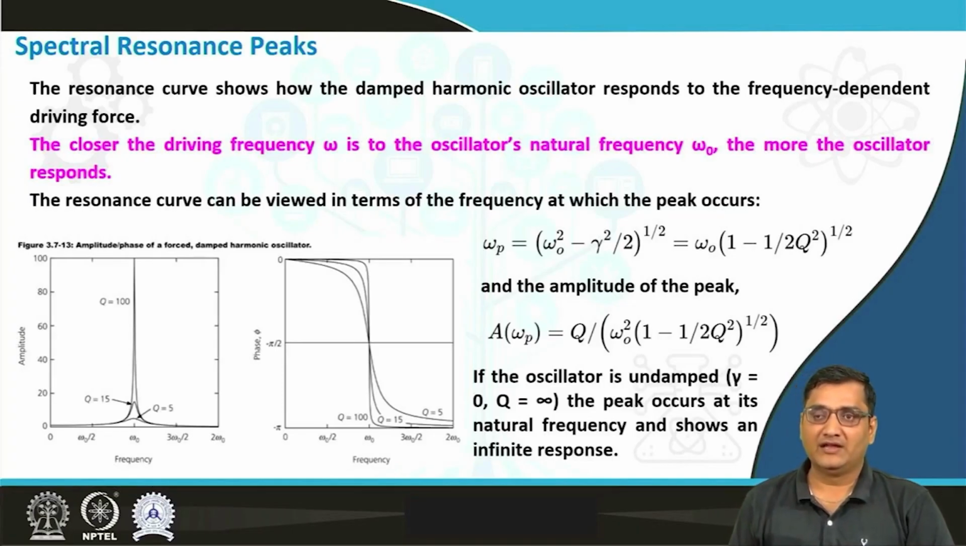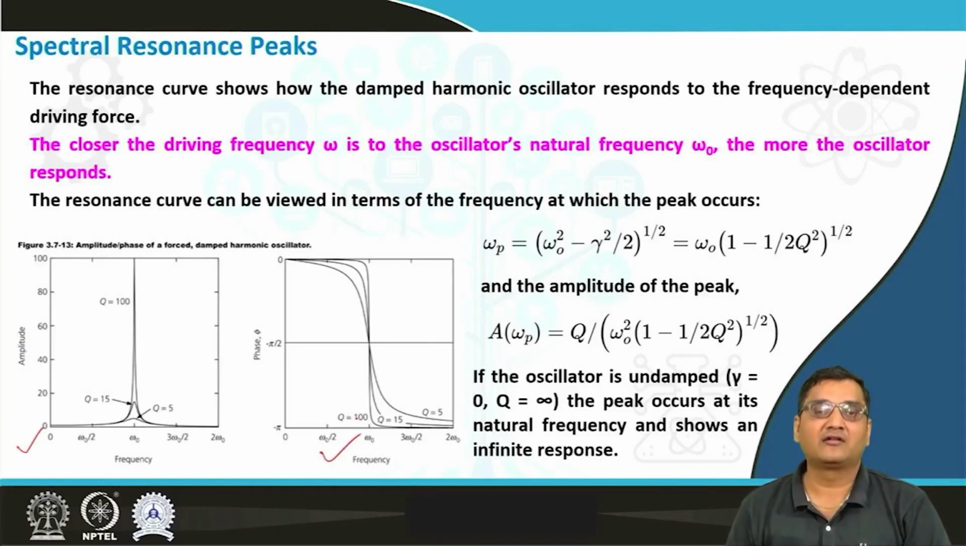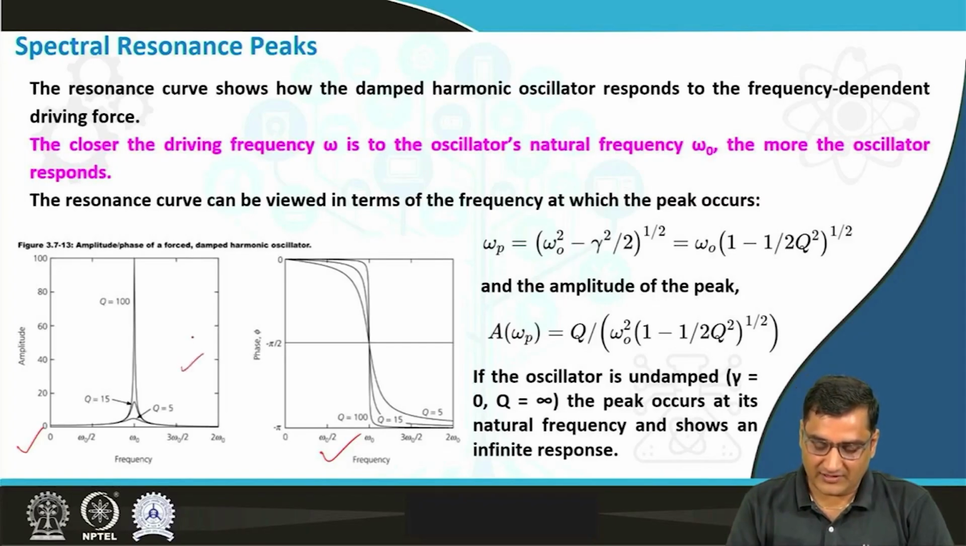So basically, when there is no attenuation, or in case of the undamped harmonic oscillator, the peak of the amplitude response will be basically infinite. So if you look at this particular diagram here and this one, both are basically the amplitude and the phase responses with respect to the frequency. In this particular case, the oscillator has the higher value of the quality factor.